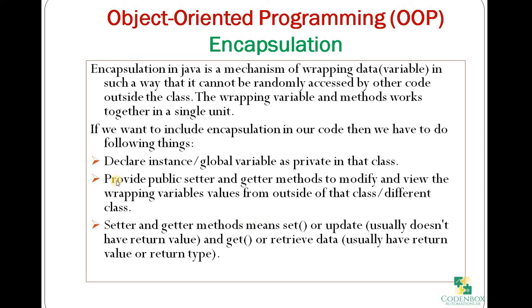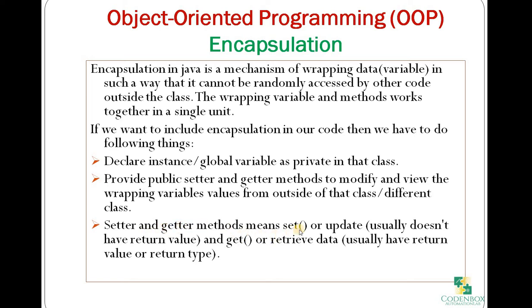To do this, they create methods called setter and getter methods. Those are public methods that work as a unit with those global variables, to view the wrapped variable's values from outside of that class or from a different class. So what are setter and getter methods?